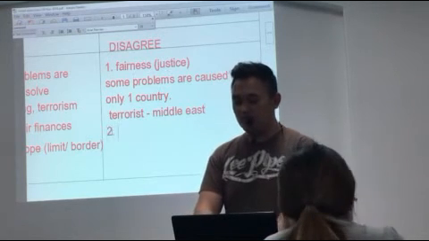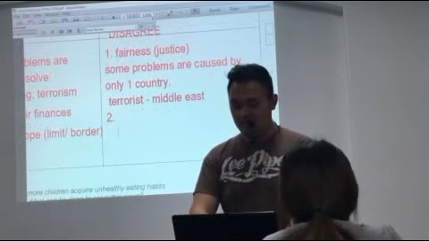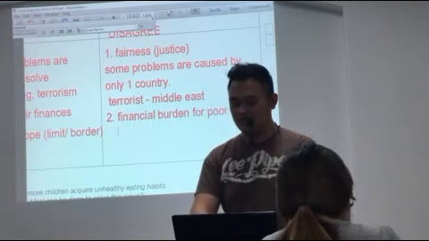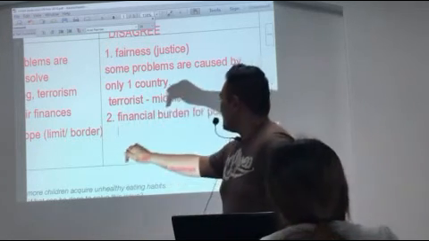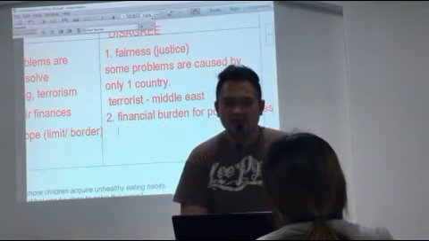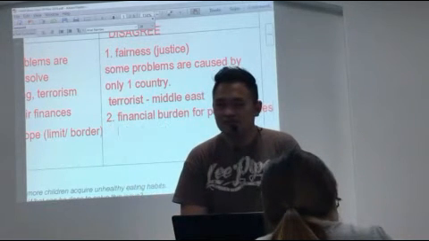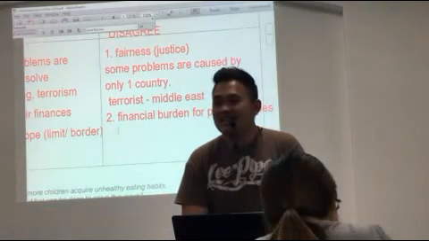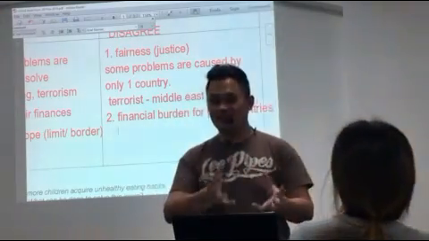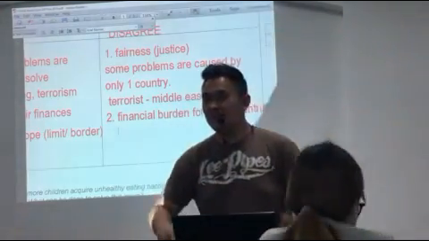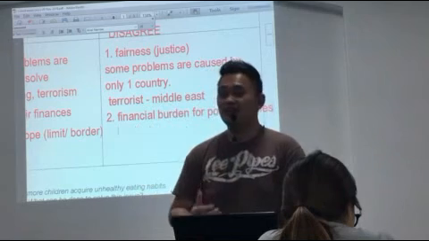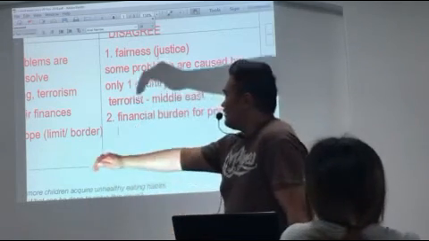Second point, some people would say that this could be a financial burden for poor countries. Burden. What does burden mean? Something very heavy. Everybody say burden. Financial burden. Burden means they need to pay. Think about poor countries like Africa or Southeast Asian countries. If they help with this, they need to give a lot of money. This is very heavy for their government. So this can mean financial burden.